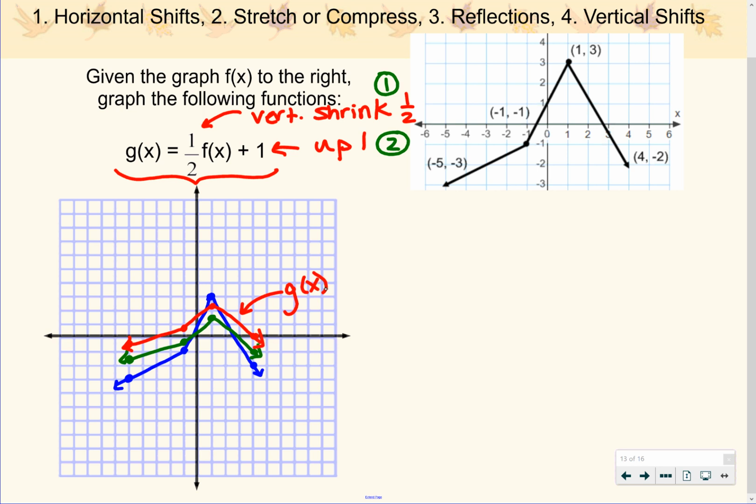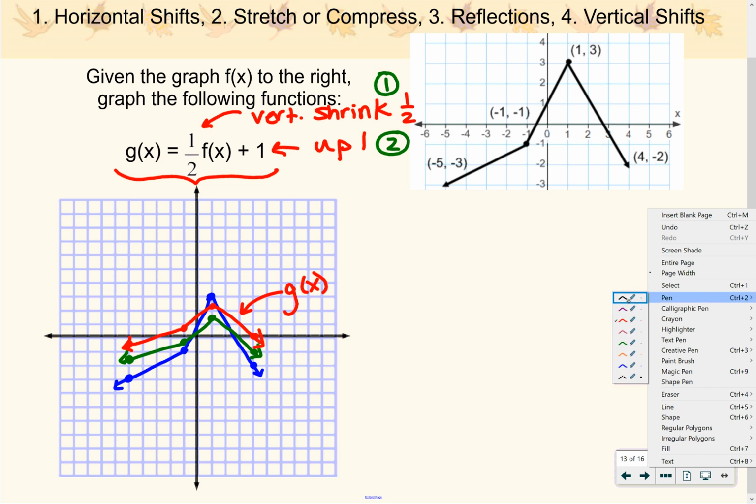Now, I like this method because it's very visual. You can see every transformation happening. I don't like this method because if there were like 4 transformations, can you imagine how messy this would be if you tried to put it all on the same graph? You could maybe put them all on different graphs, but it can get a little funky. So I'm going to show you a shortcut. This is optional. You do not have to know this formula, but it can save you some time.